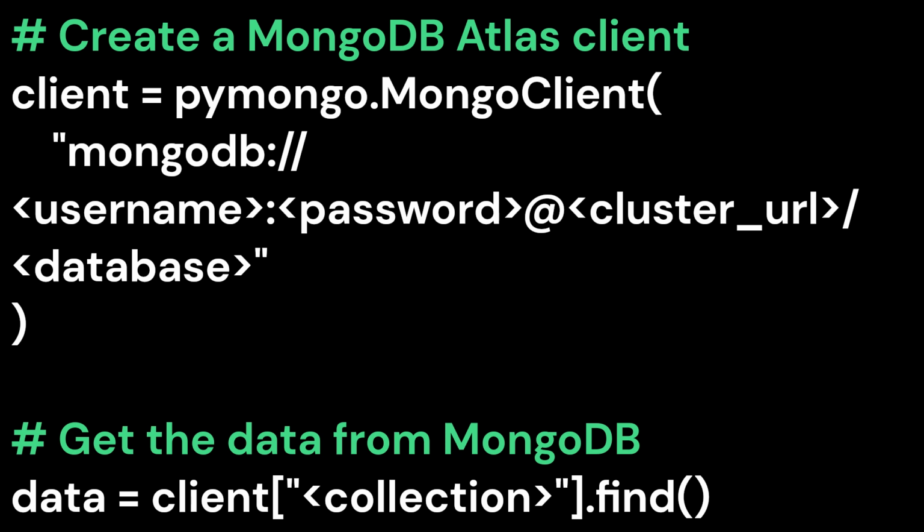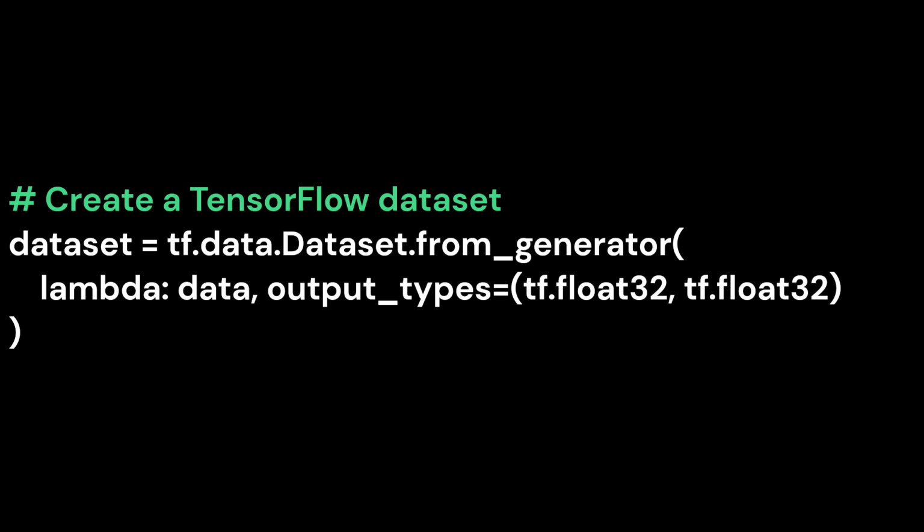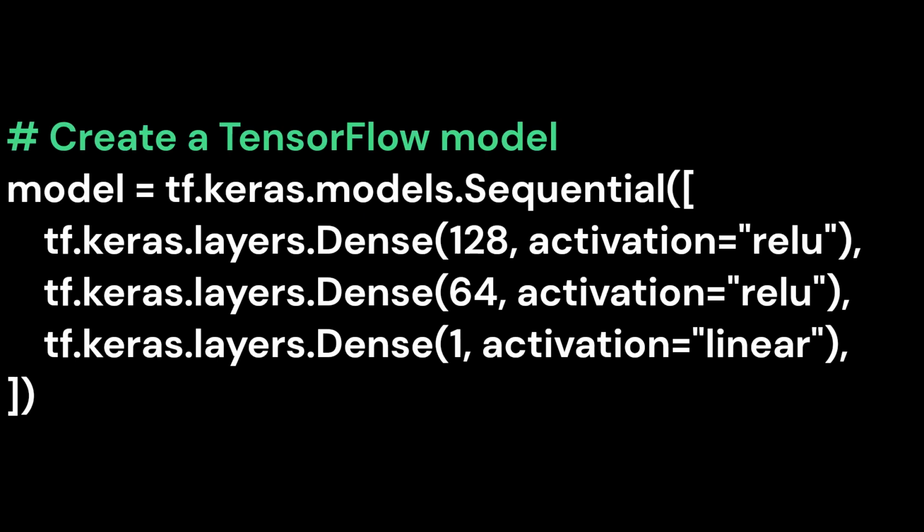And then after that, we create a TensorFlow dataset. So we create a TensorFlow dataset from the data that was retrieved from MongoDB. Over here, we train the TensorFlow model with MongoDB's data, the data we got from the database earlier. And then we come to the next few lines. And then we create a TensorFlow model. The model is really important for this thing.